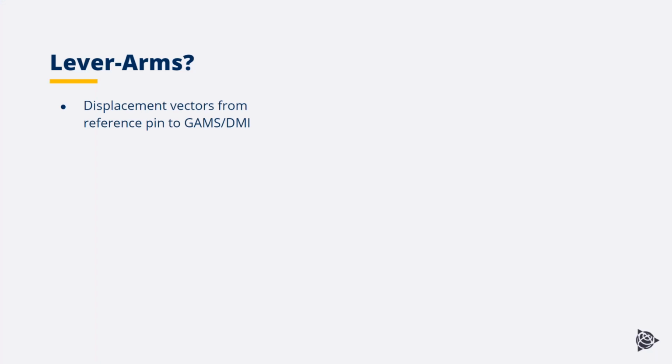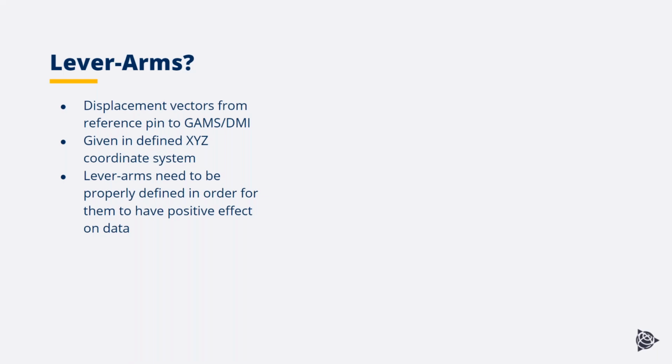Okay, lever arms, what they are. Lever arms are the displacement vectors from the system's reference pin to the GNSS antenna or DMI, so either of those. These vectors have to be given in a defined XYZ coordinate system, which is specific for the Trimble mobile mapping systems. So you have to think about what are the axes and what are the positive and negative directions of this axis.